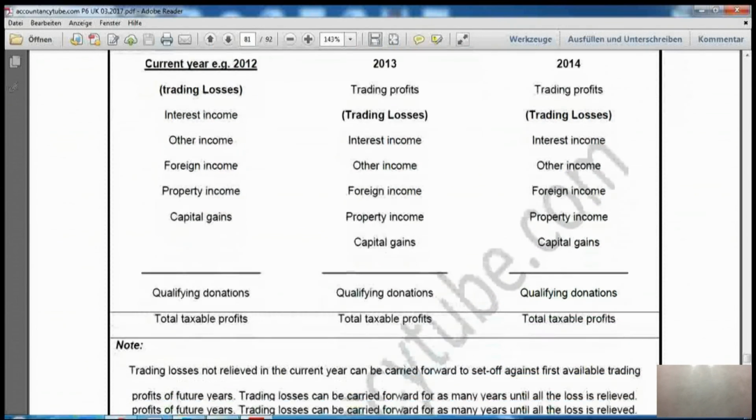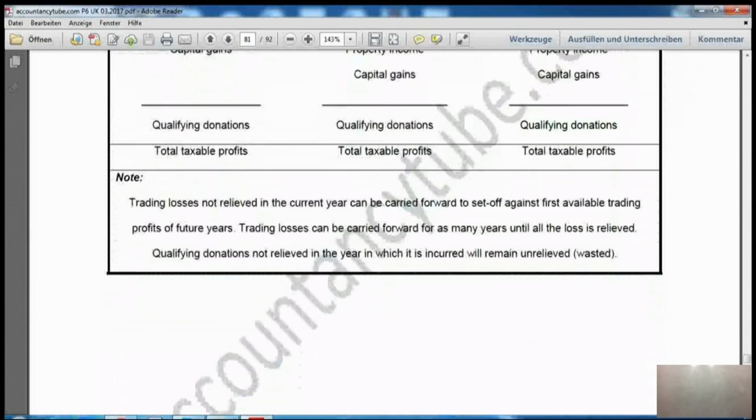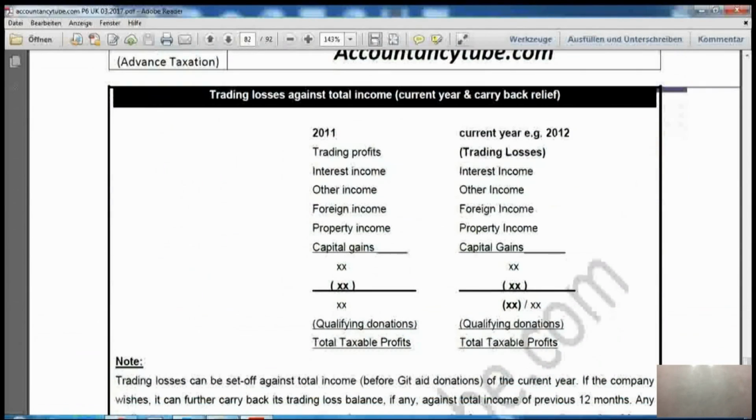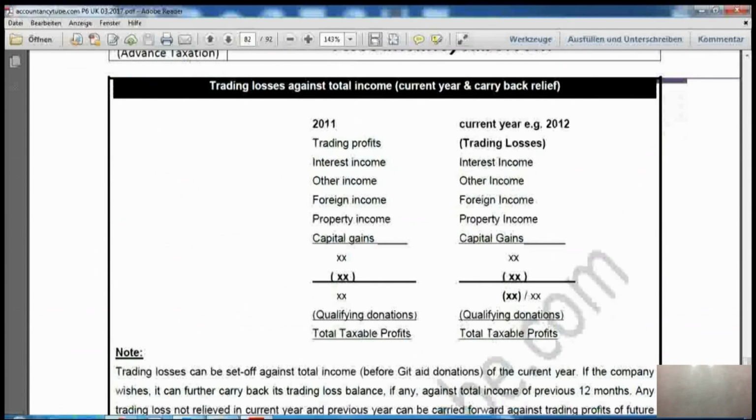If we look at the other type of loss on the next page, it is trading losses against total income. What was the previous one? Trading losses against trading profits of future years. So the previous one was trading losses against trading profits. Now this one is trading losses against total income.